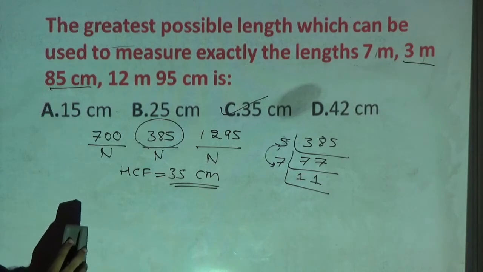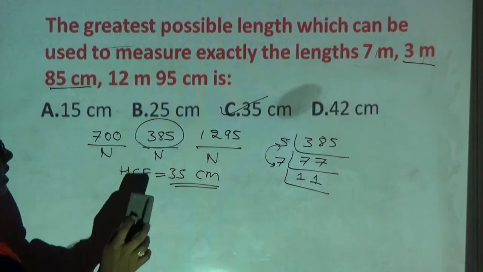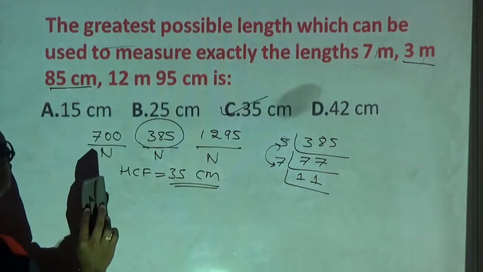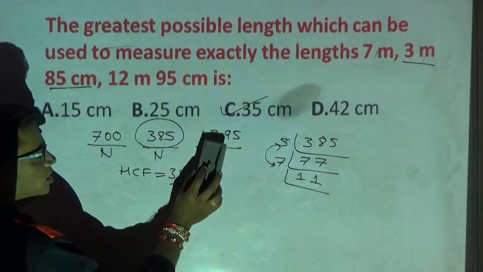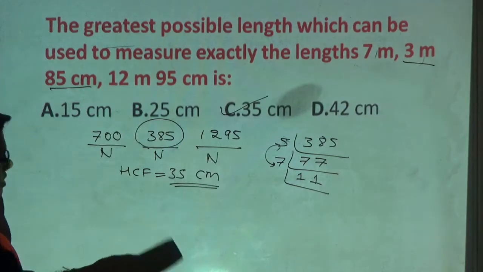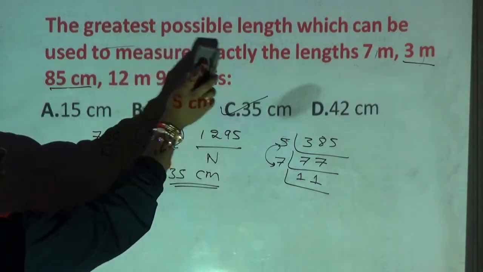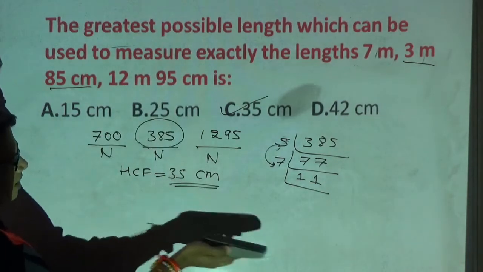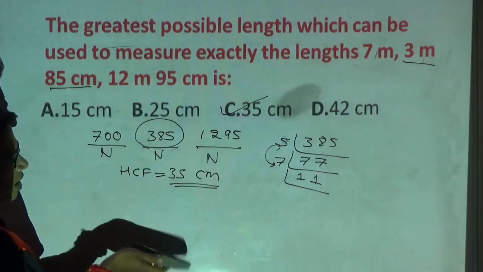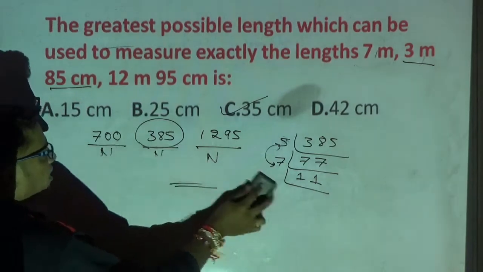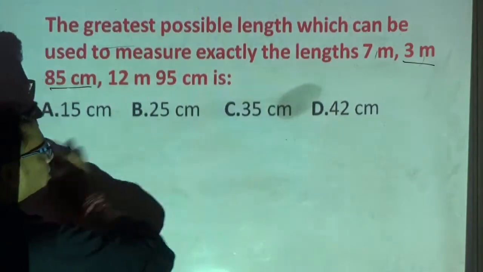So what they are asking is, they have given three measurements. One is 700 centimeter, another is 385, that means 3 meter 85 centimeter. And next is 12 meter 95 centimeter, that is 1295 centimeters. All the three can be measured with the largest possible length. What is that possible length they are asking? The number that I want is in the denominator. If the number that I want is in the denominator, that means I need to find out HCF. That's it. So that's about this problem. Hope you have understood. I will go for the next problem.